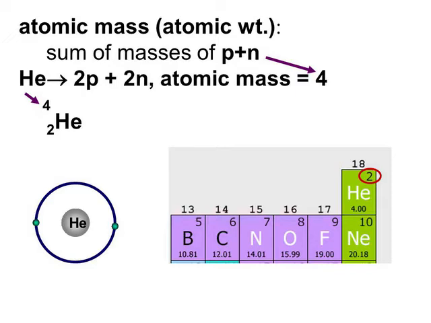And next we have atomic mass, or atomic weight. Essentially, you need to add the number of protons and the number of neutrons in the nucleus. So in this case of helium, we have 2 protons. It should have 2 neutrons. And so its atomic mass should be 4.